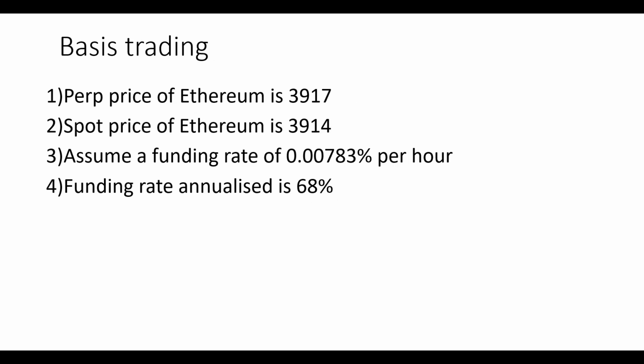So to explain it, I'll just set up a scenario for you here. Imagine the perpetual futures price of Ethereum is $3,917 and the spot price of Ethereum is $3,914. Now we can assume that there is a funding rate of 0.00783% per hour, and this comes out to an annualized funding rate of 68%. Now I'll just cut to a video I previously made on this channel explaining what's happening here and how you can profit from it.